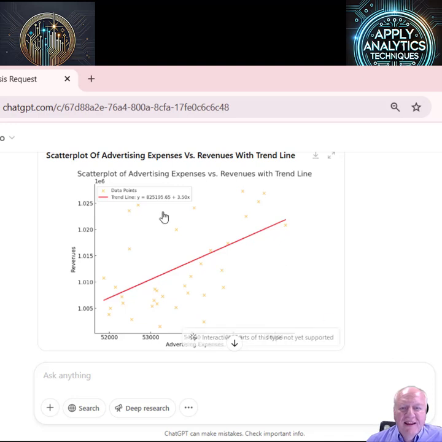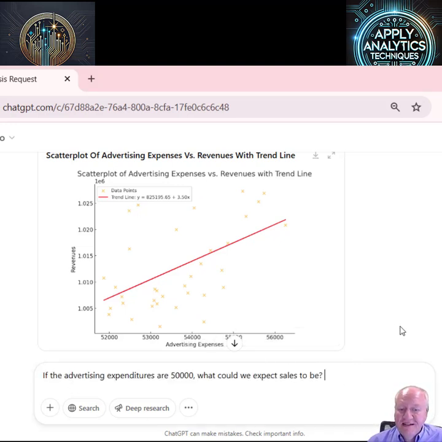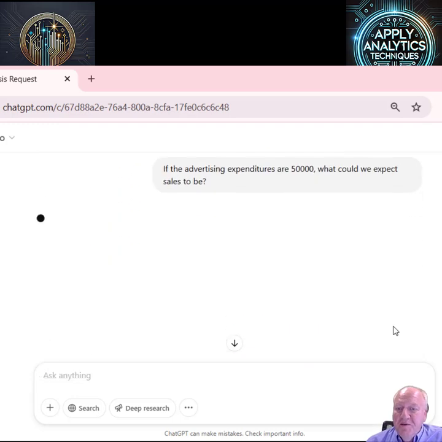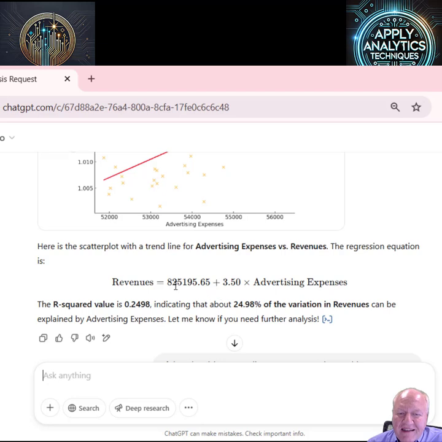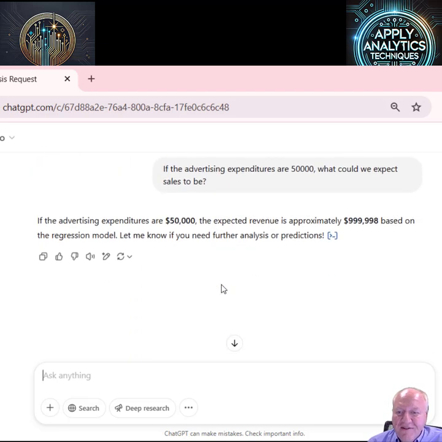So you can see offline I finally got it to perform and insert the trend line, and you'll see the same regression equation as we just had. Now I'm going to ask it, if advertising expenses are $50,000, what would we expect sales to be? And it's just going to go back and put it into the same equation here, multiplying 3.5 times 50,000 plus this 825,195, and gives us an answer of virtually $1 million.